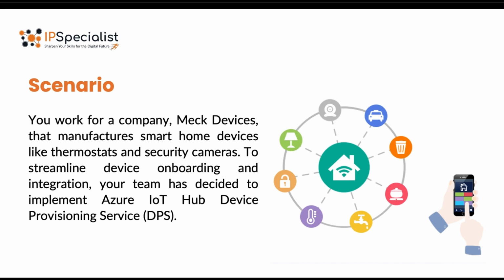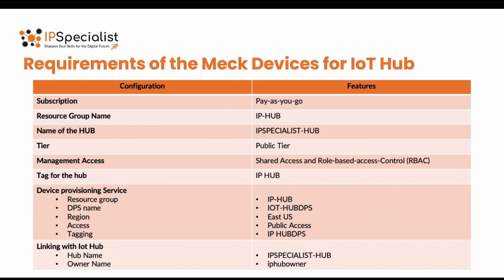Now, to create a VNet for this company, let's review the requirements of it. So, based on the outlined requirements, the company needs to create an IoT hub and link it with the device provisioning service. This integration will streamline onboarding and ensure seamless connectivity for smart home devices. Implementing this setup will enhance remote monitoring and control capabilities. Let's proceed with setting up the IoT hub and configuring device provisioning service for optimal performance. You can pause the video and take a look at these requirements because we'll be using these details in our lab.